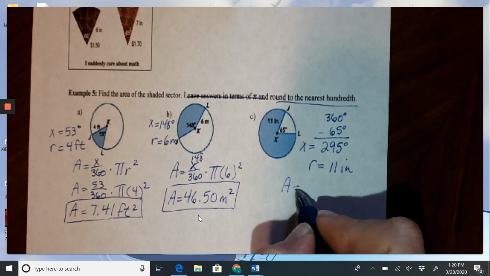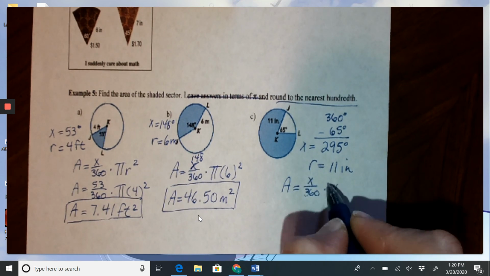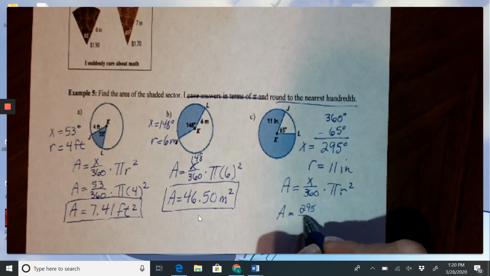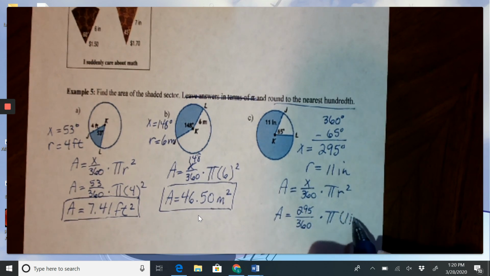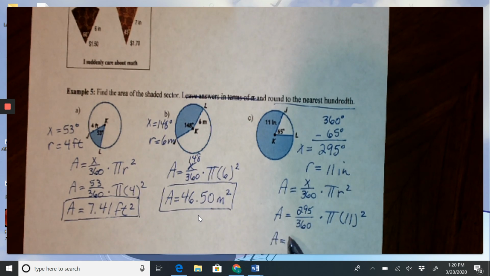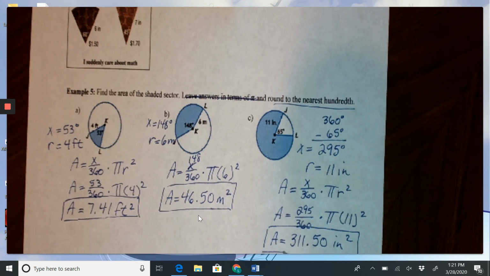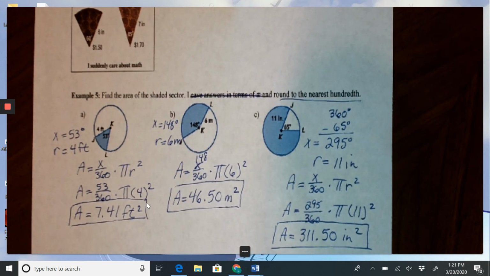Plugging into our formula, that's x over 360 times pi r squared. So we have 295 over 360 times pi times 11 squared. And when we put that into our calculator and round to the nearest hundredth, we get 311.50 inches squared. And that is our basic plugging into the area of a sector formula problem.